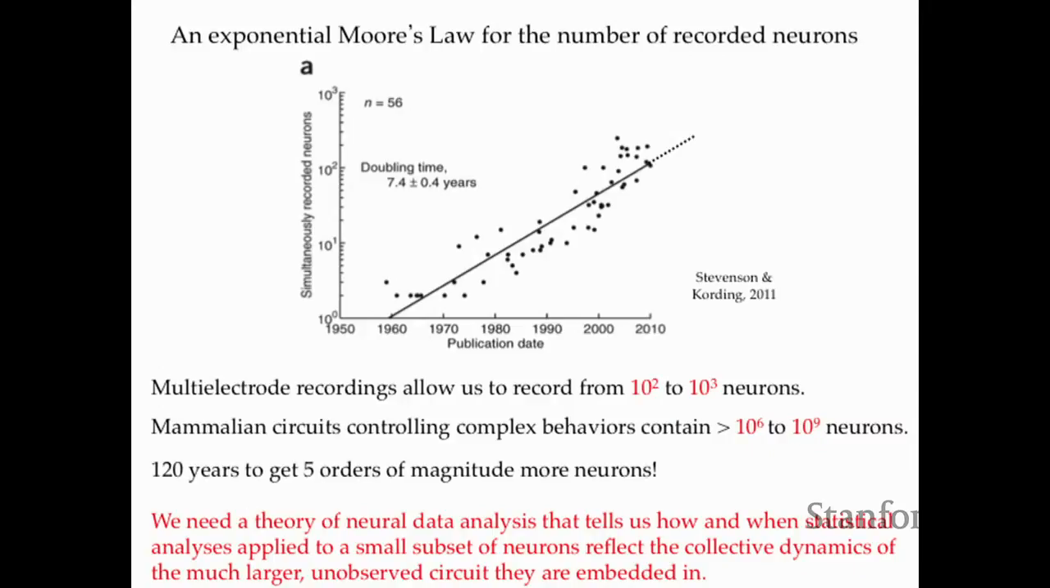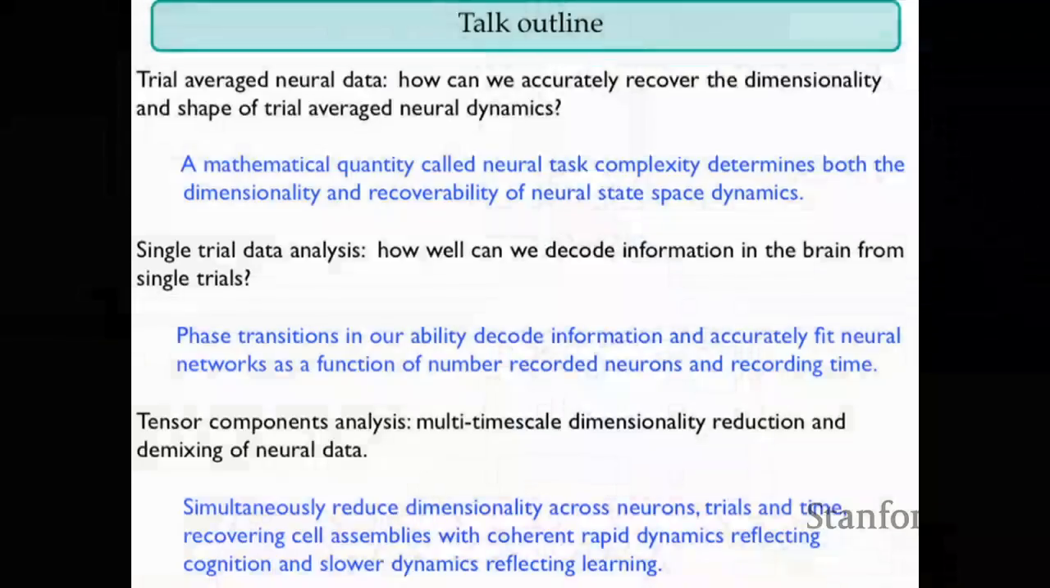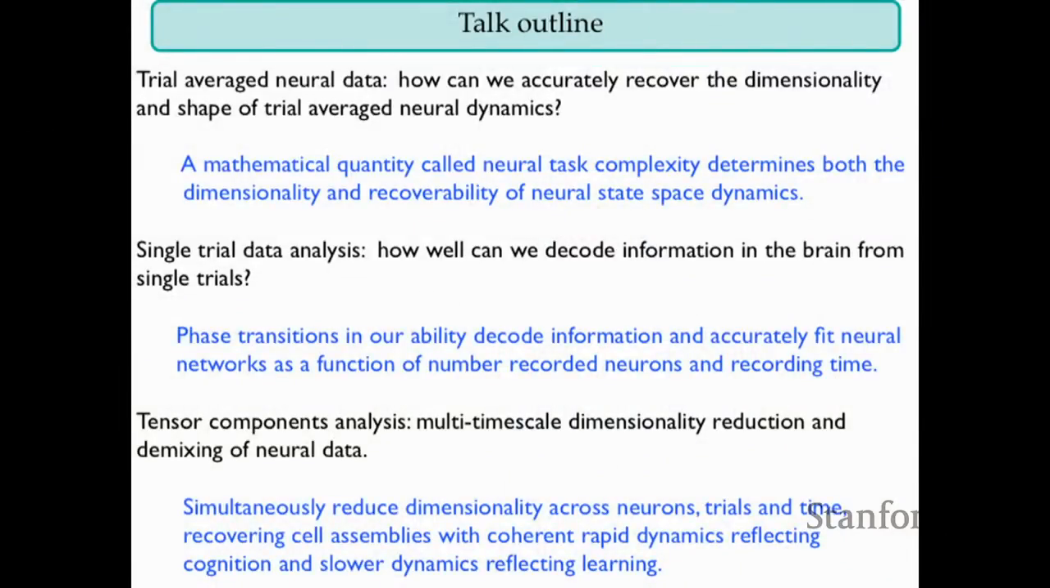Okay, so for the outline of the talk, we'll start with trial average data, and I'll talk about what I mean by all this. Trial average data: how do we accurately recover the dimensionality and shape of trial average neural dynamics? And we'll uncover this mathematical quantity, which we call neural task complexity, that determines both the dimensionality and recoverability of neural state-space dynamics. Then we'll move on to single trial data analysis.